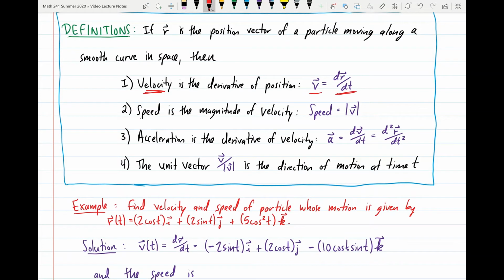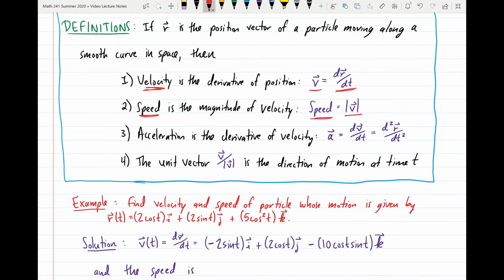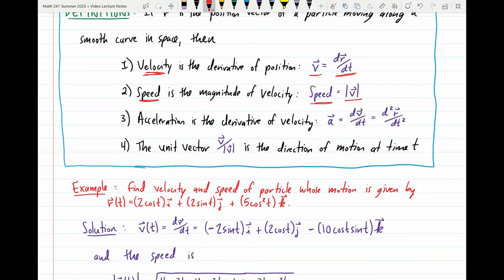Speed, or the speed of the particle, is defined to be the magnitude of the velocity. So speed is going to be the length of the velocity vector. And again, this is going to end up being a function in terms of t. So we're going to put in values of t representing time, and it'll give us the speed of the particle at those different times. As you might expect, acceleration is going to be the derivative of the velocity function.